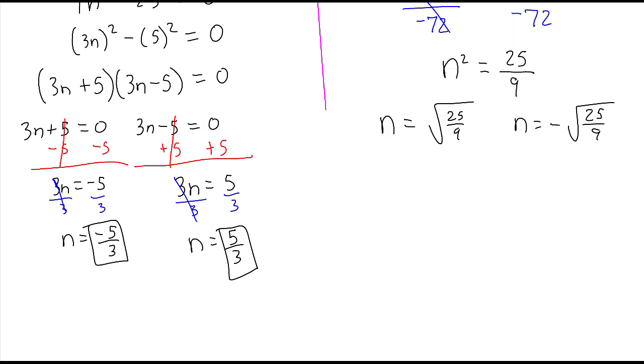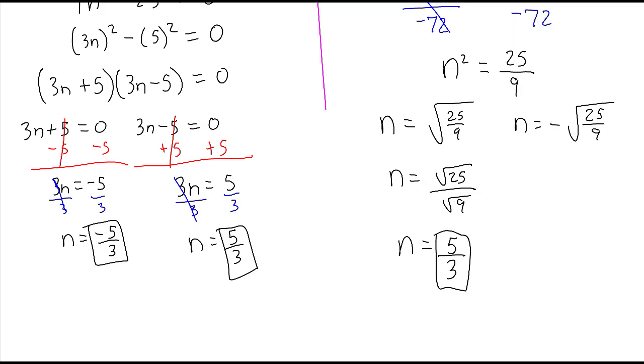And don't let the square root of a fraction freak you out. Okay, remember, the square root of a fraction, just do the top and the bottom. It's the same thing as having the square root of 25 and the square root of 9, right? You just think about it like that. The square root of 25 is 5. The square root of 9 is 3. That should look familiar, right? Okay, and then same thing here. The square root of 25 is 5. The square root of 9 is 3. So 5/3 and negative 5/3.